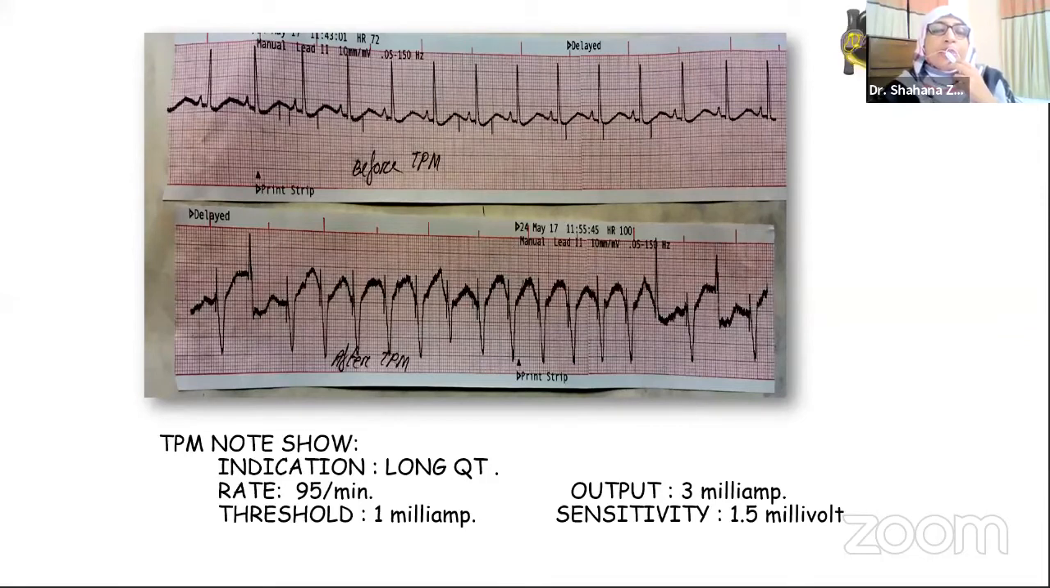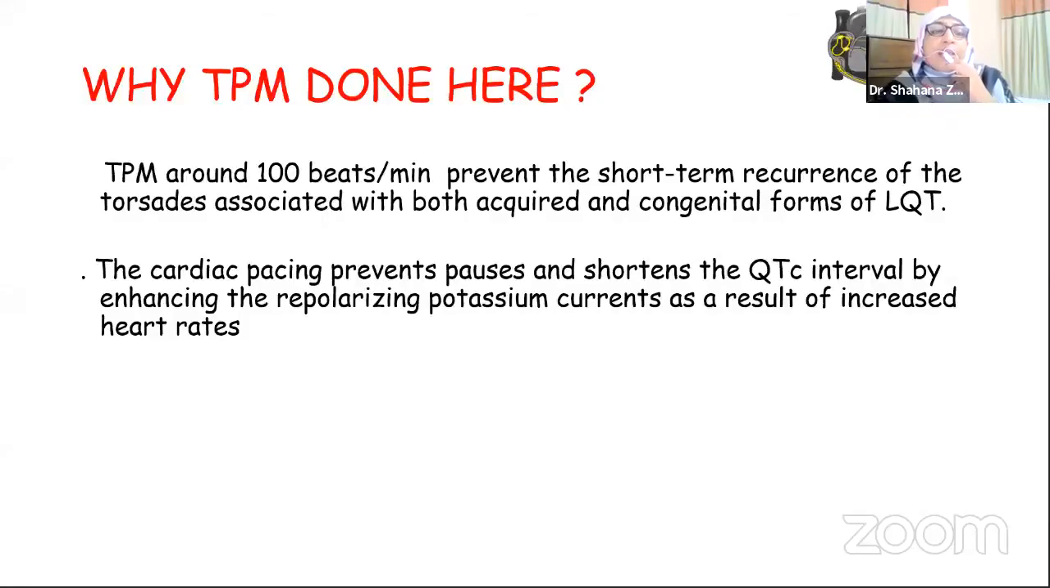And for this patient, we planned for a temporary pacemaker. And why a temporary pacemaker for this patient? Temporary pacing at around 100 beats per minute prevents the short-term recurrence of torsades associated with both acquired and congenital forms of long QT.